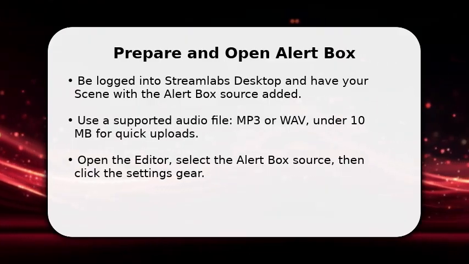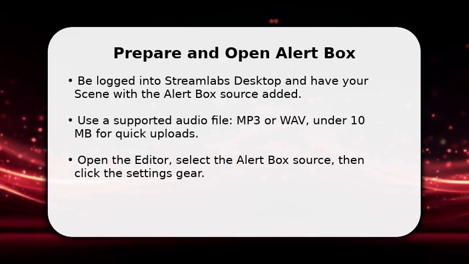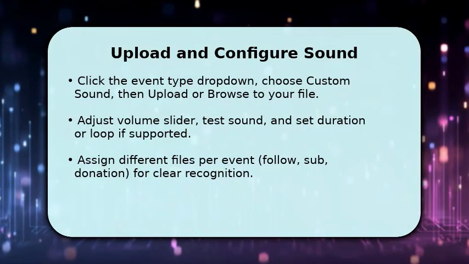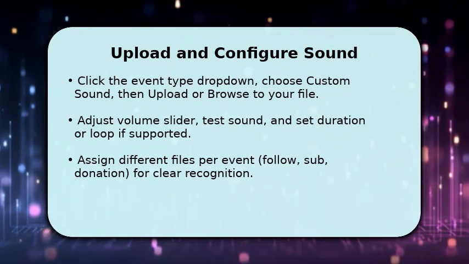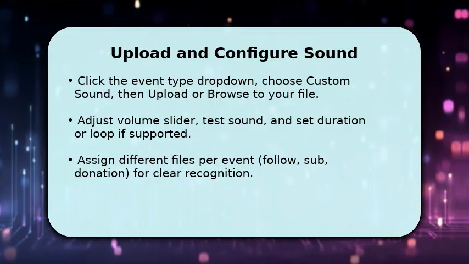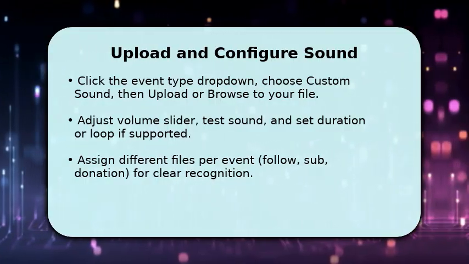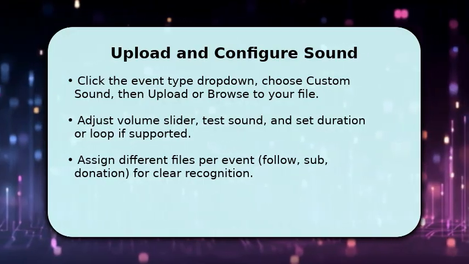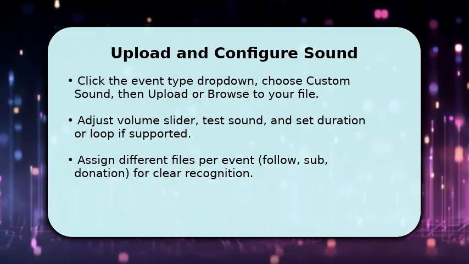Next, navigate to the sound options for each event type, so you can replace the default clip with your custom file. Now you'll replace the audio. Select the specific event type such as follow or donation and choose custom sound. Click Upload or Browse, locate the MP3/WAV, and wait for the file to import. Streamlabs will show the file name when complete.